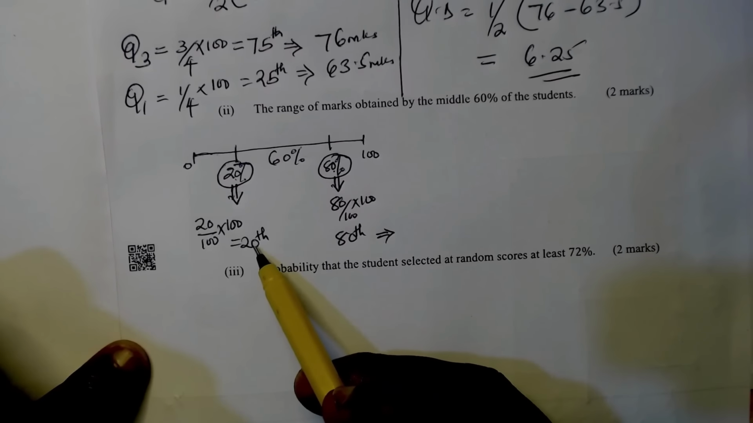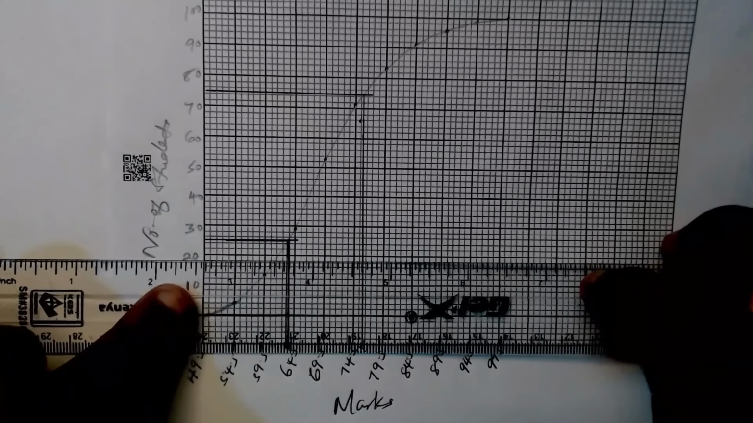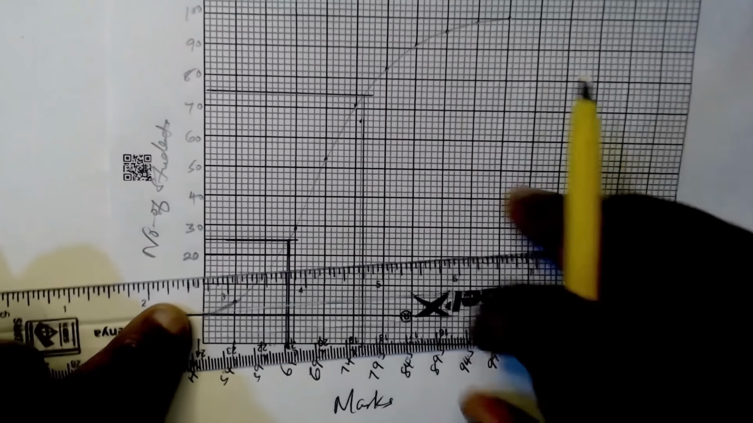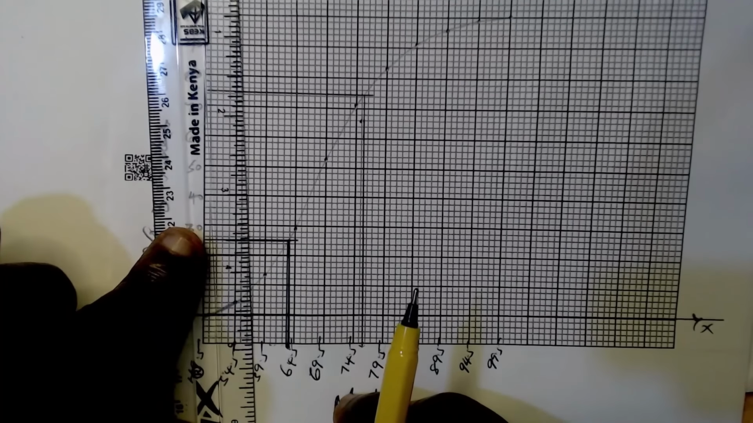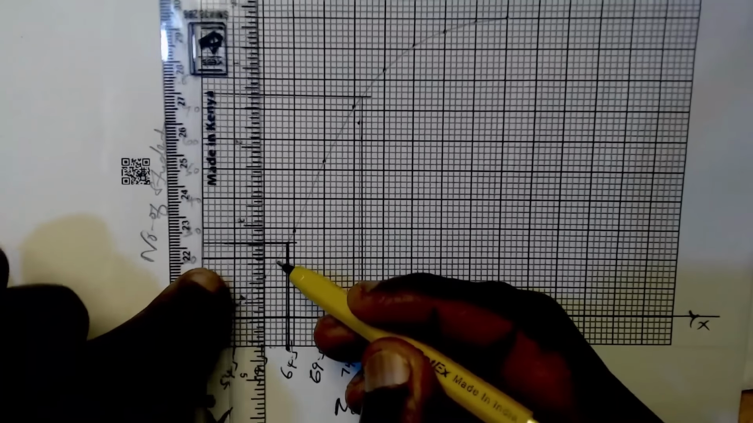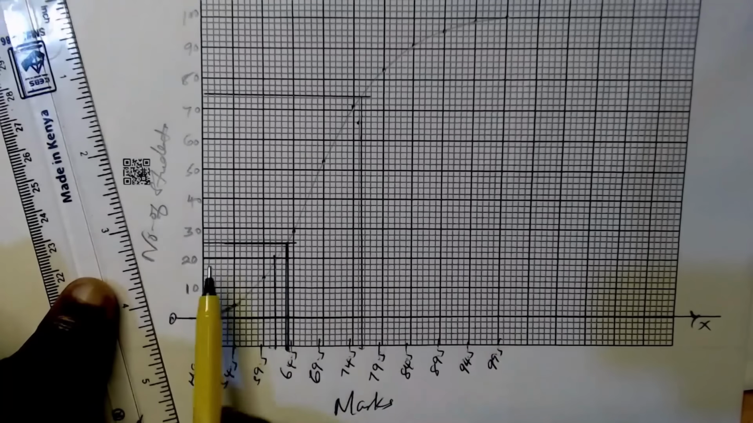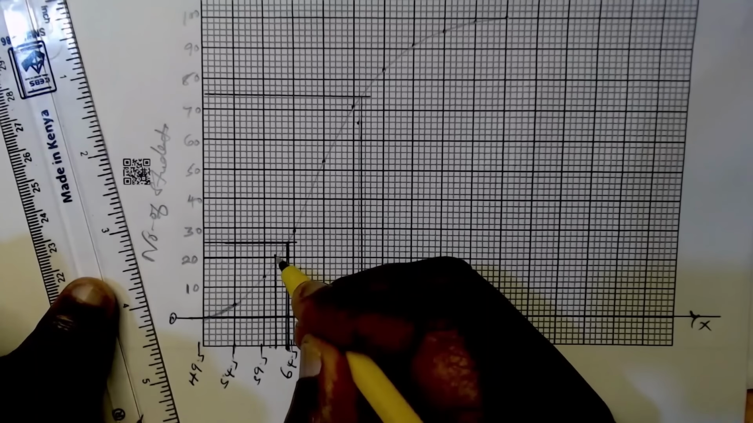So let's go to the 20th student in the graph. For the 20th student, you simply draw a straight line from the 20th student up to where it touches the curve. From this it will just be here. So draw a straight line from the 20th student up to where it touches the curve, then drop down.